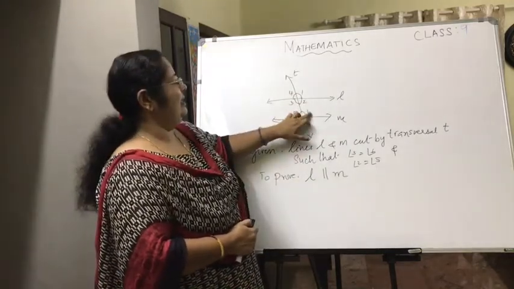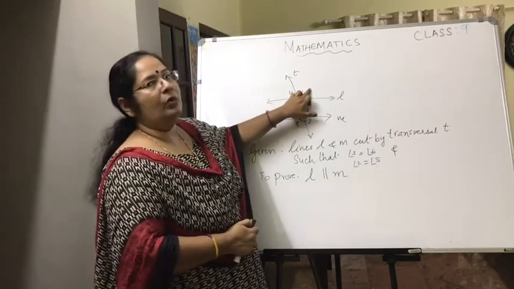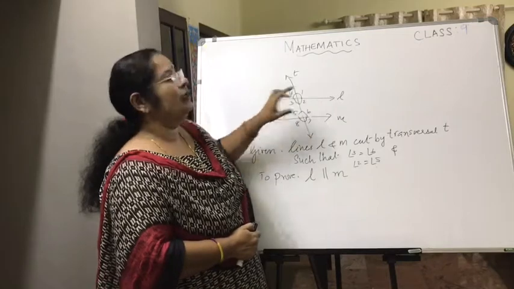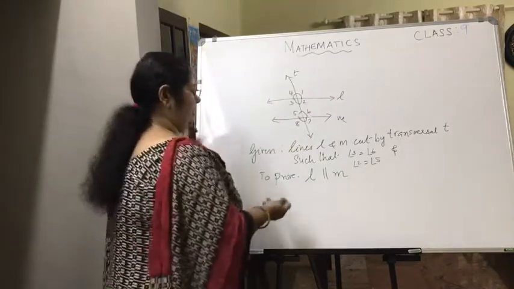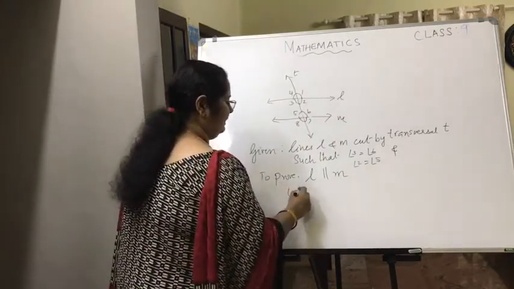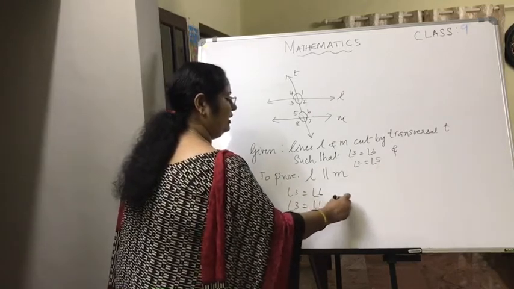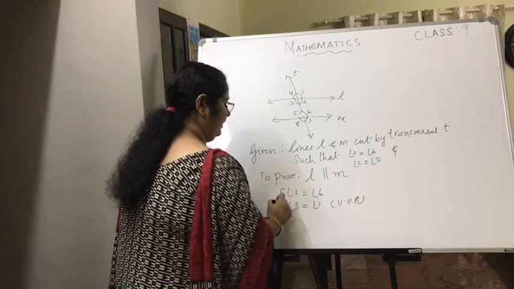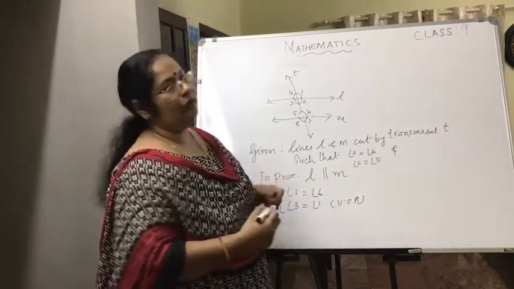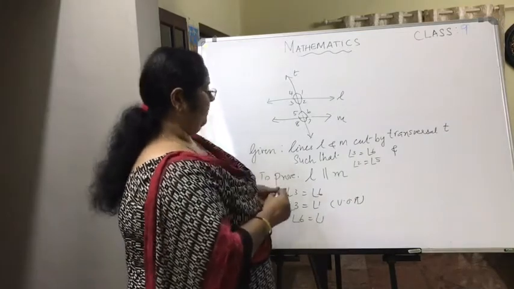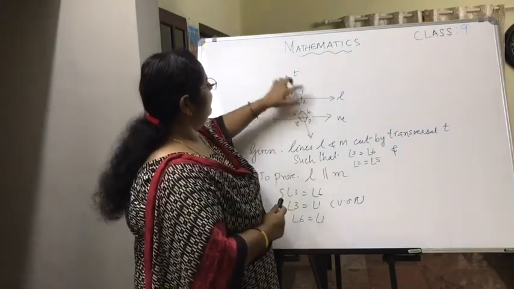So 3 and 6 are equal. 3 is also equal to 1. Why? Vertically opposite. This is alternate interior angles, and this is vertically opposite. So angle 3 equals angle 6, it is given. Angle 3 is equal to angle 1, reason is vertically opposite angles. So see here, 3 is equal to 6, and 3 is also equal to 1. What does that mean? Angle 6 is equal to angle 1.